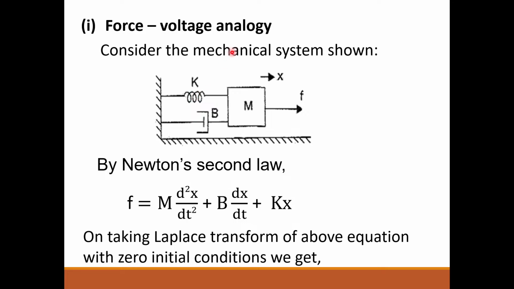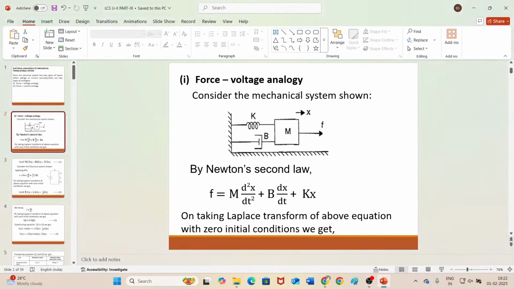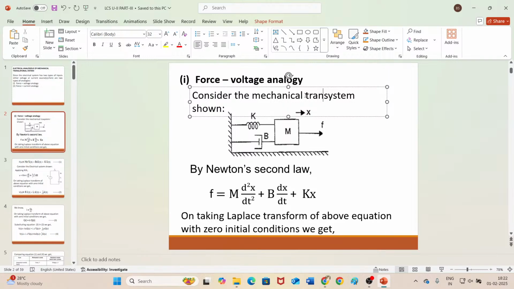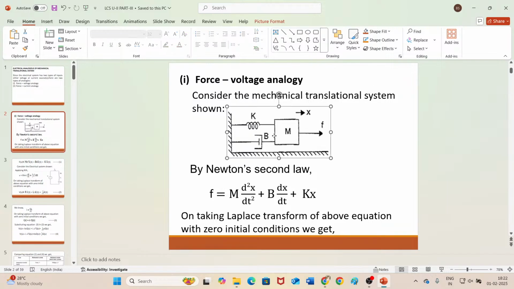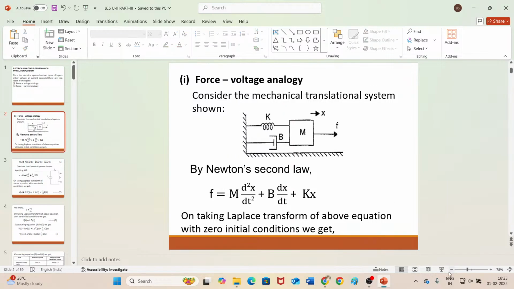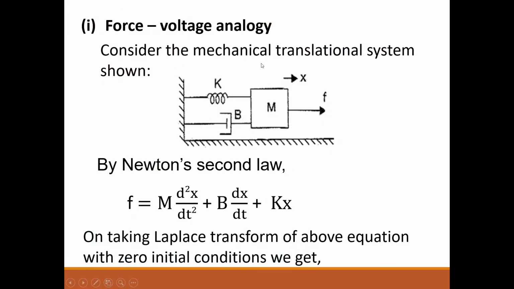We already know the mechanical translational system. Here I have written only mechanical system, but even if you write mechanical translational or mechanical, both are the same. This is our mechanical translational system, with mass, frictional element and spring, which are its basic elements.